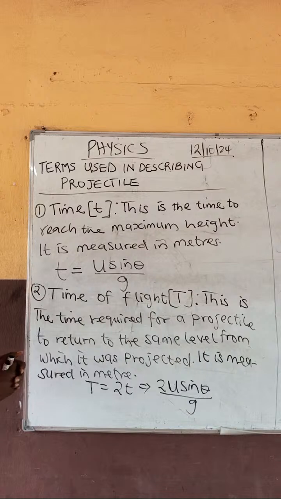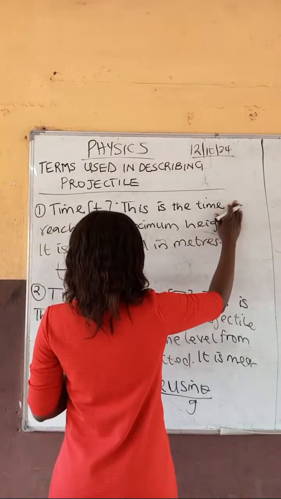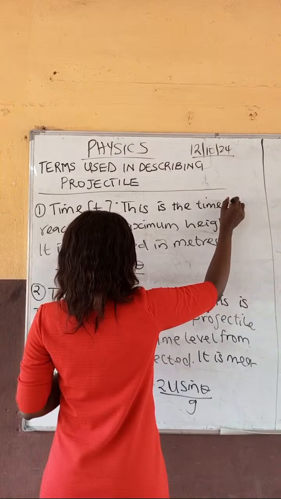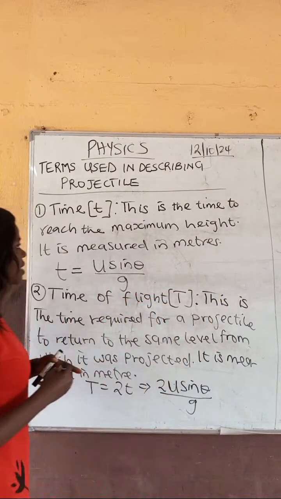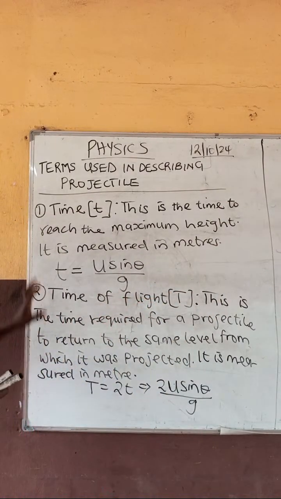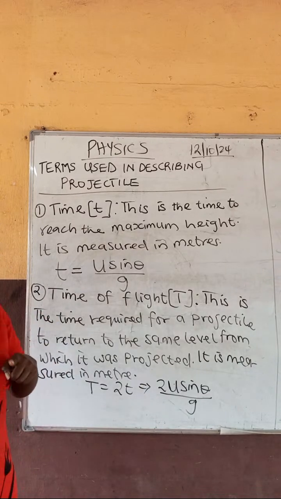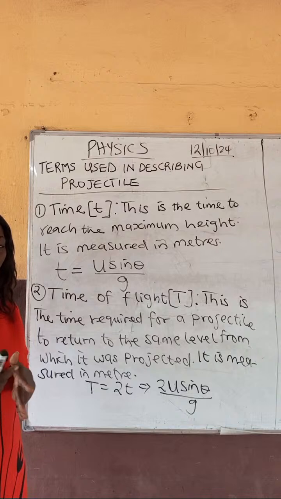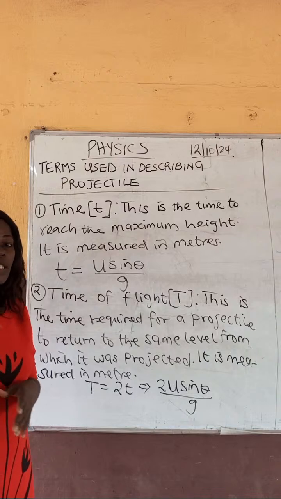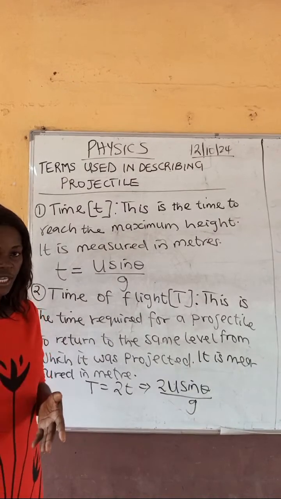Terms used in describing projectile. The first one is time. What is time? This is the time required. Okay, I can just say this is the time to reach the maximum height. Like I explained to you before, for an object, we have to note the time required for it to reach the maximum height from which it was projected.